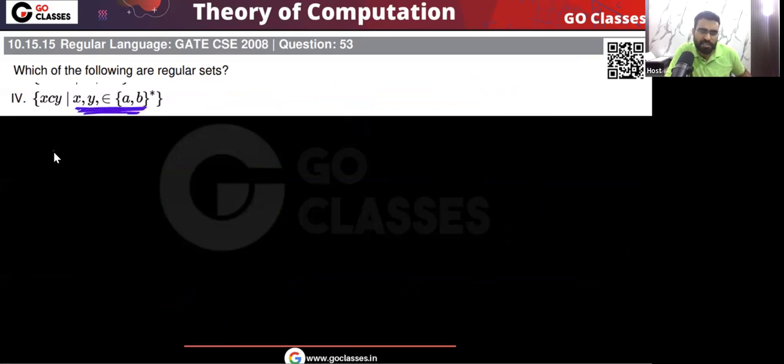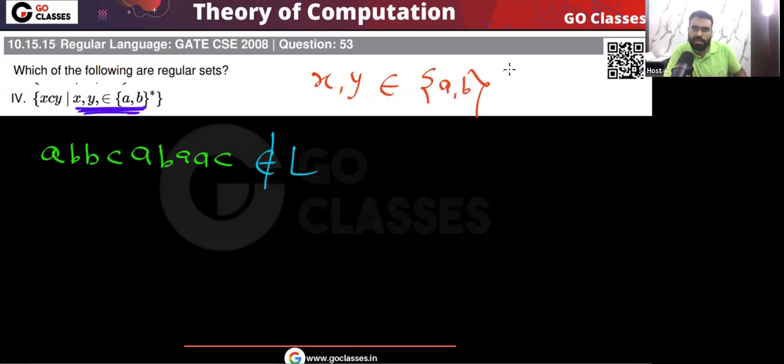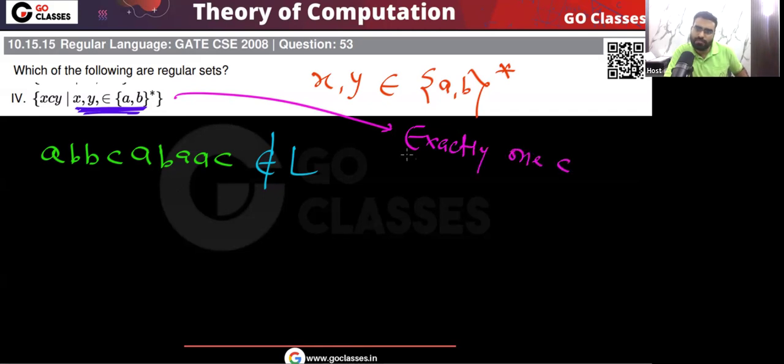Look at this string and tell me, does it belong to the language? For example, what about this string? Does it belong to the language or not? This string does not belong to the language. Why? Because if you look at x and y, they don't contain c, so there is exactly one c. Do you agree with me? Actually, this language is exactly one c. Yes, this language is regular because it is exactly one c.